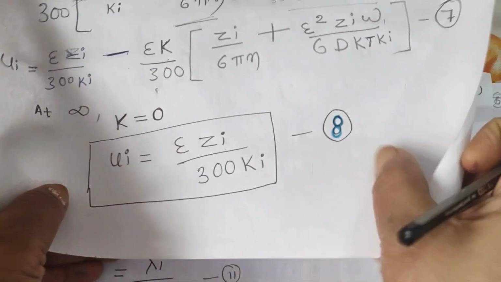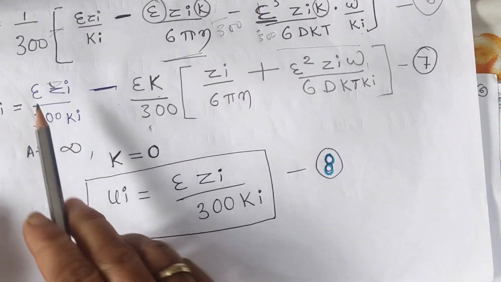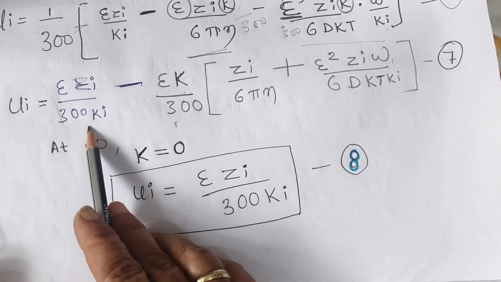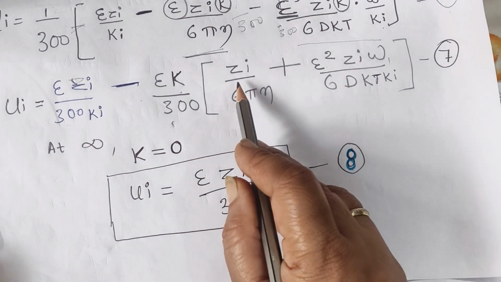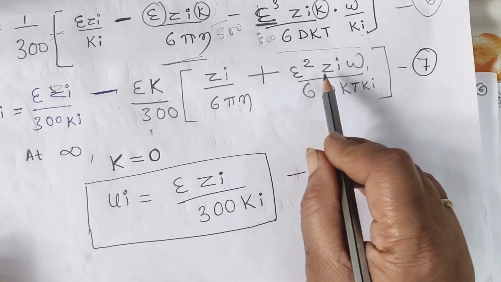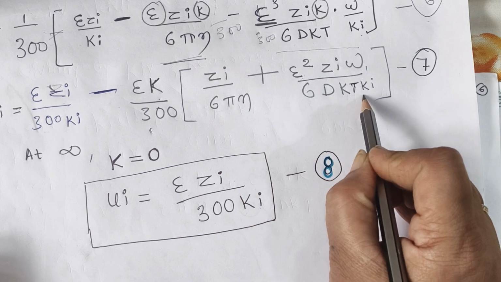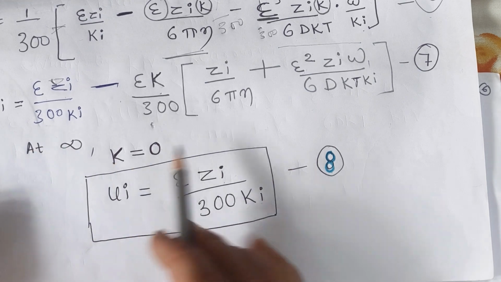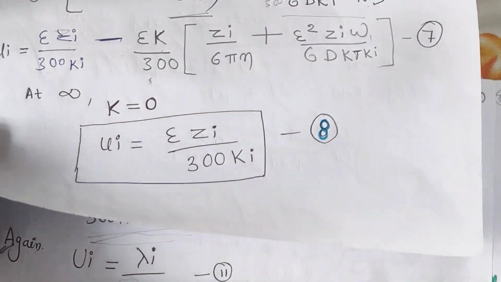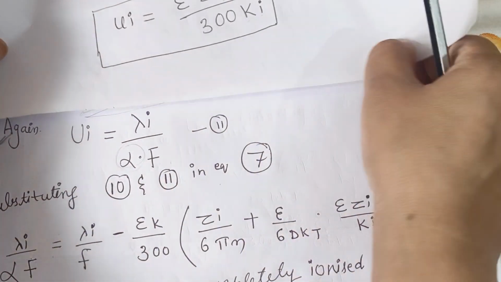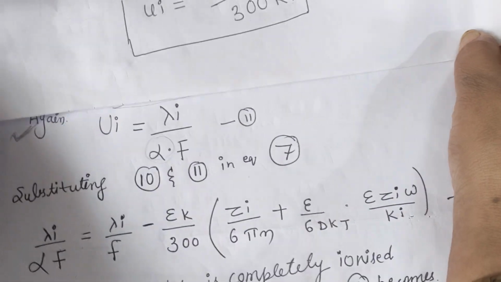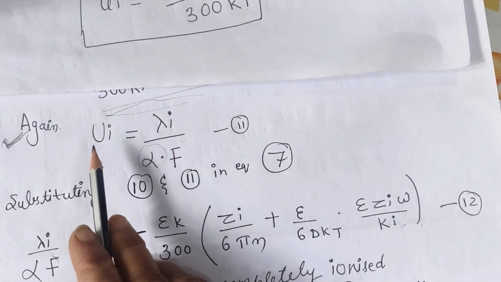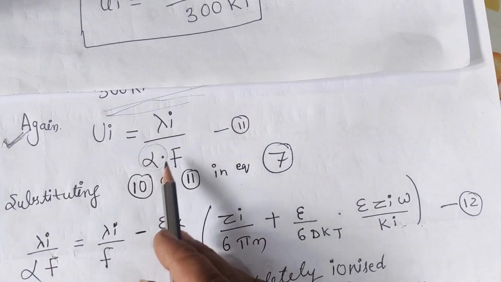So what is equation number 7? Equation number 7 is ui equals epsilon zi by 300 ki minus epsilon k by 300 into zi by 6 pi eta plus epsilon square zi w by 6 dkt ki. So here, the terms are where we have to put the values, and we will just substitute them. So now see how we can substitute. Now look carefully at what you are getting here. In the place of ui we will put lambda i by alpha F.